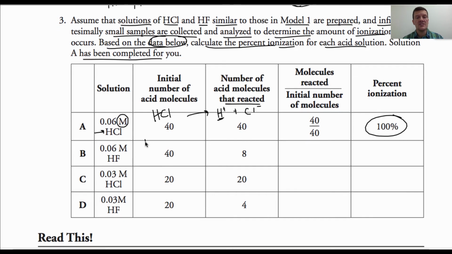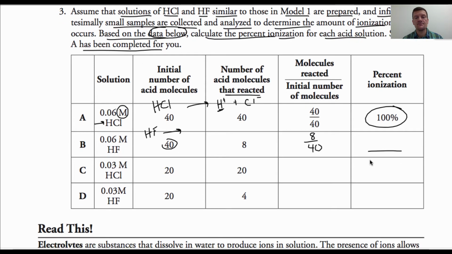Here, HF, 40 of them, but only 8 reacted. So how many reacted? 8 out of 40, and you can calculate the percentage right there for us. Okay? So it's 1/5 or 20% basically.